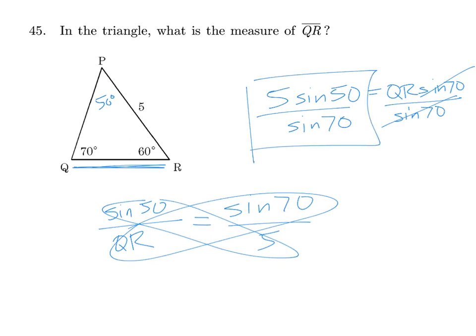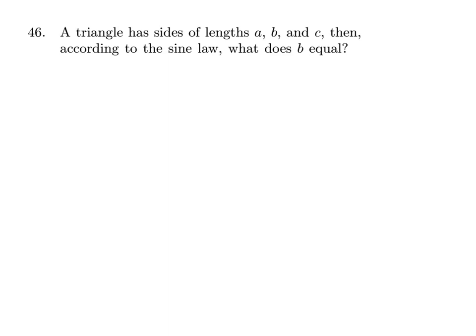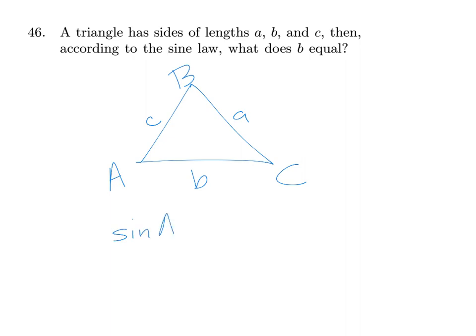Done. Alright, a triangle has sides of lengths a, b, and c. Then according to the sine law, what does b equal? Alright, so I call these angles A, B, C, and then that would be A, that would be B, and that would be C. Now there's so many different ways to write this out, but let's go with the A's and the B's. So sine of A over lowercase a is equal to sine of B over lowercase b.